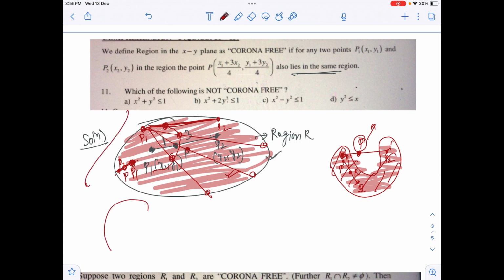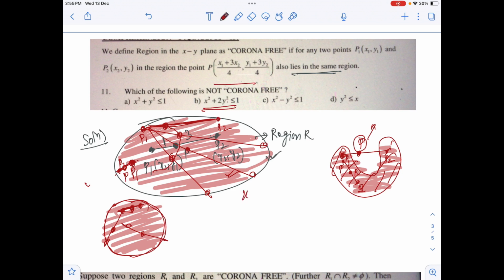So option A, if you decode, it's a disk, right? Everything inside this circle. And because it's bending inside, if I pick up any 2 points, you can convince yourself the third point will also be within the same region, right? So option A is already corona free. We don't want that, as the question asks which of the following is not corona free.